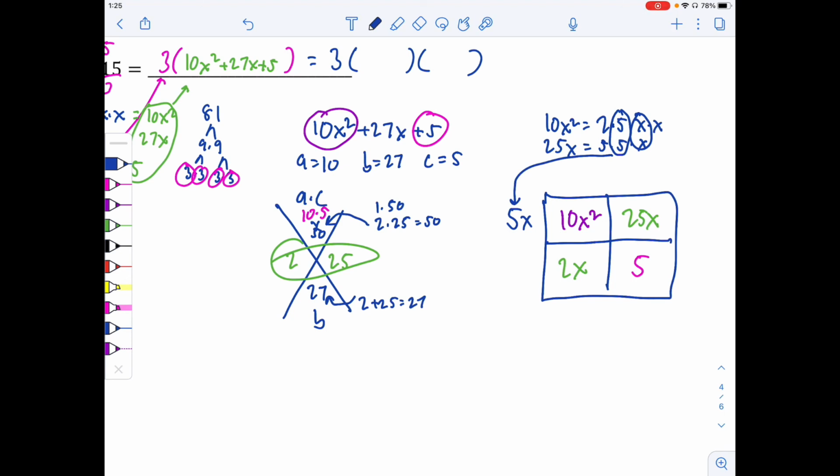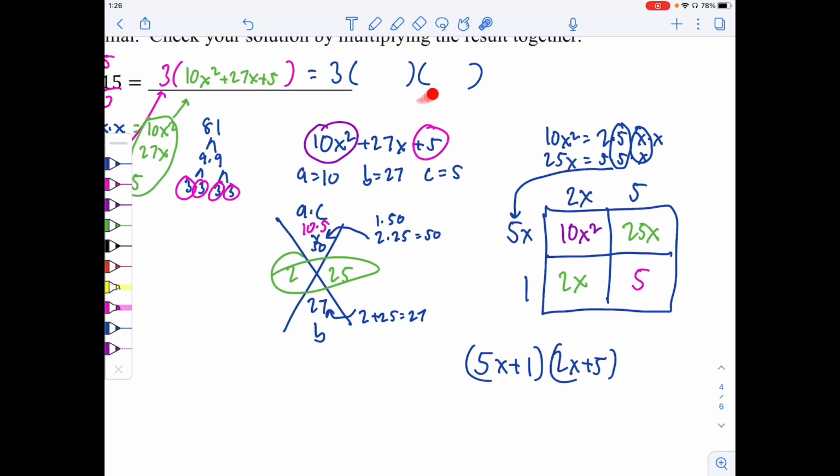So what does it have to be? Figure it out, the puzzle box. So 5 times what equals 10? 2. And it's x squared, so we need the x. So 5 times what equals 25? 5. And this one, 5 times what equals 5? 1. This has to be 1. And that's our factors, right? So 5x plus 1, 2x plus 5. And that's what we write right in here. So 5x plus 1, 2x plus 5. And then we're done.